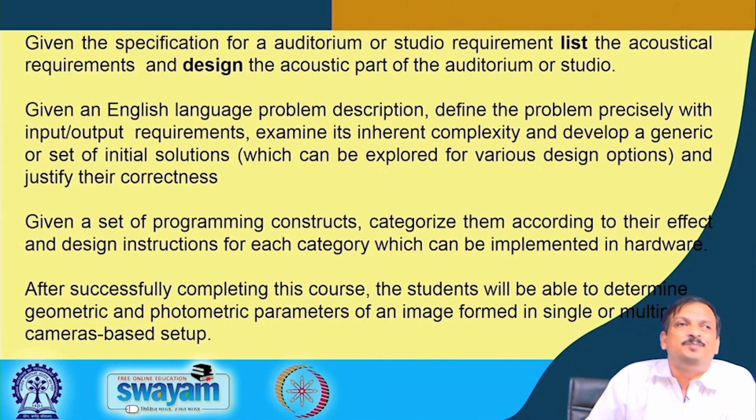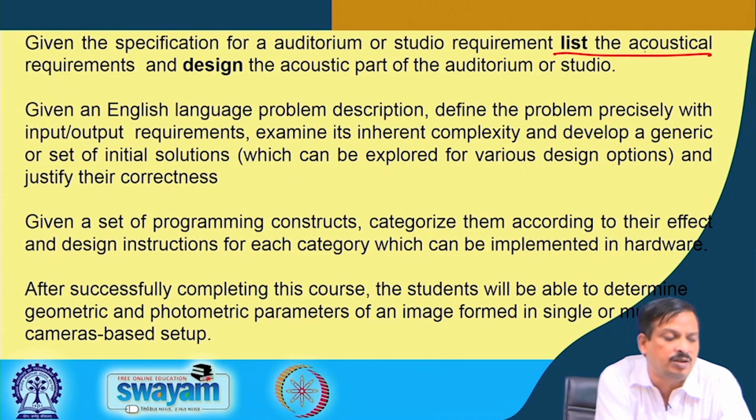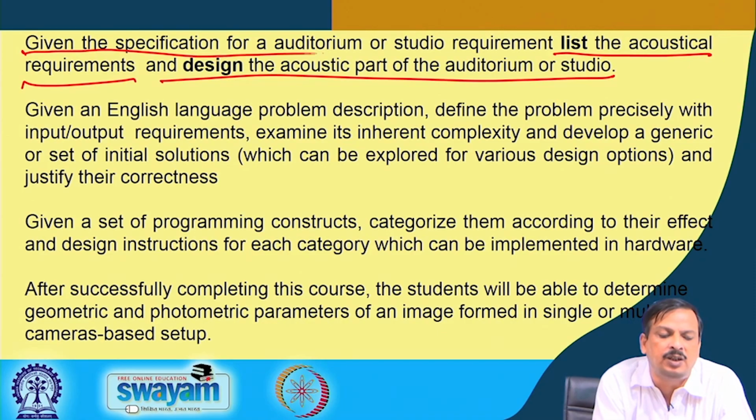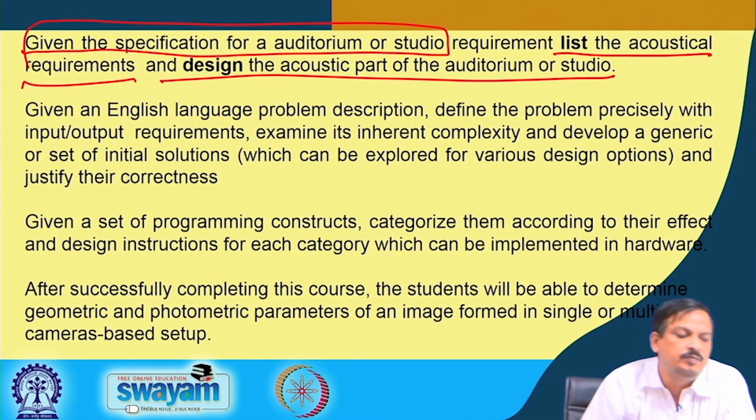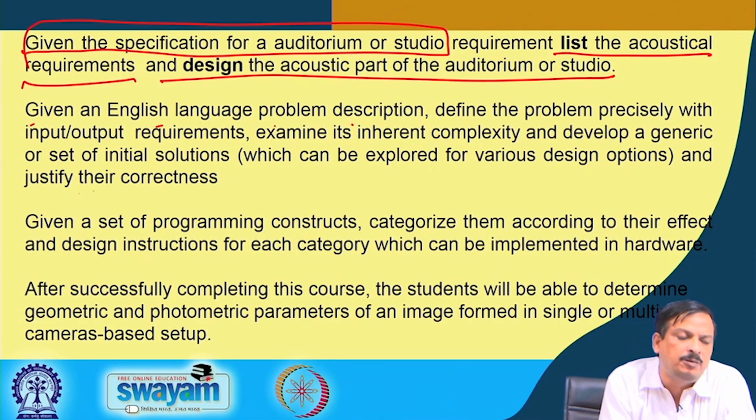Another example: given the specification of an auditorium or studio requirement, list the acoustical requirements and design the acoustic part. So, performance: list the acoustical requirements and design the acoustical part. Condition: given the specification of an auditorium or studio. Another example: given an English language problem description, define the problem precisely with input output requirements, examine its inherent complexity, develop a generic or set of initial solutions, and justify their correctness.